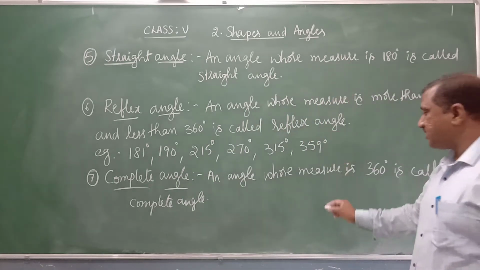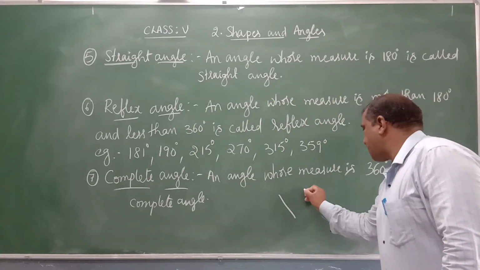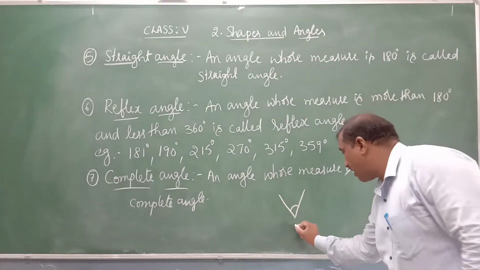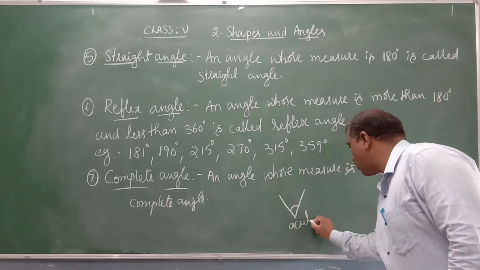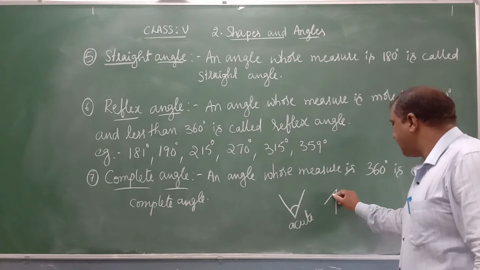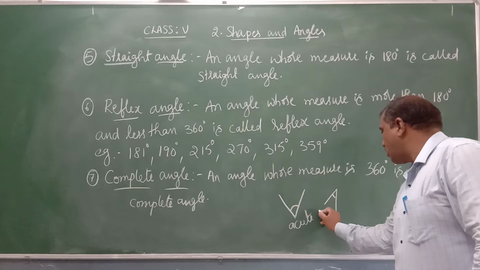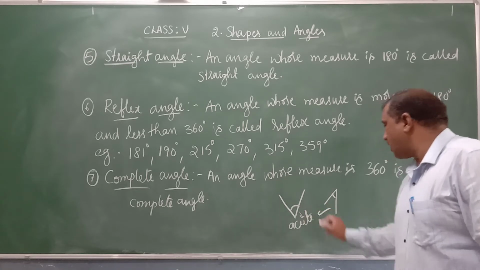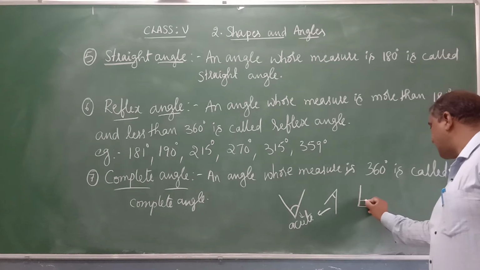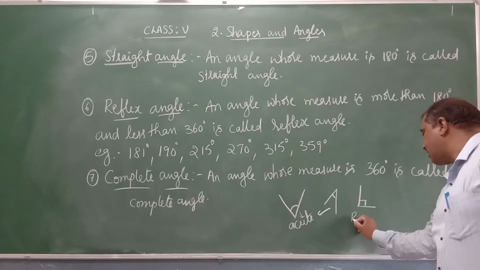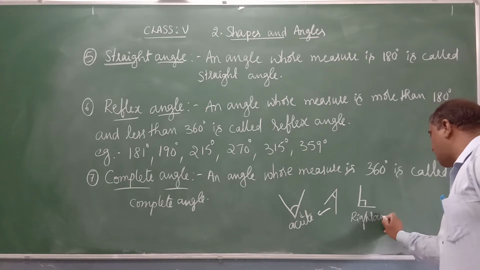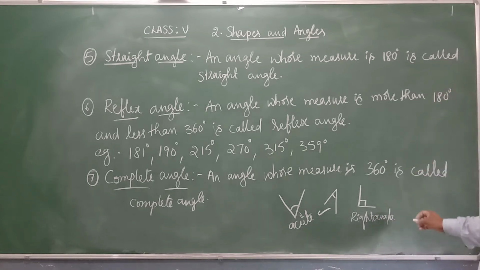Now if you see the pictures, what type of angle is it? Yes, this is an acute angle. Now what kind of angle is it? Yes, this is also an acute angle. Both are acute angles. Now what kind of angle is it? Yes, it is a right angle. Now you see one more example.